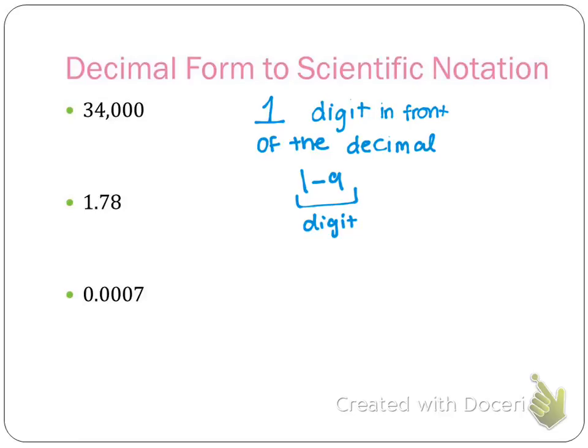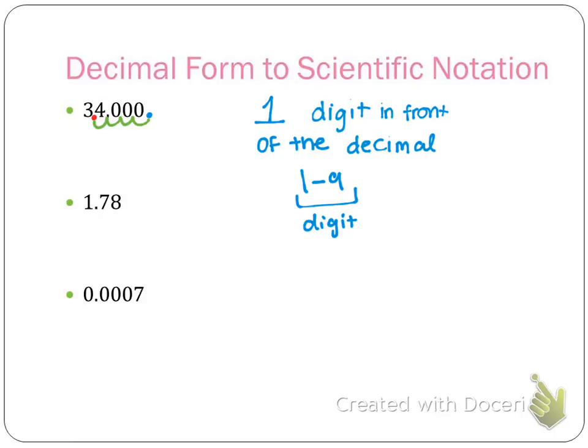So I look at this problem right here, 34,000. And I need to say, first of all, where is the decimal? Well, if I don't see it, I know it's right here at the end. And where does it need to go so that there is one digit in front of the decimal? Right here between the 3 and 4, because this is going to be the digit in front of the decimal. So I say, okay, I need to go from the blue dot to the red dot. That means I need to move 1, 2, 3, 4 places.